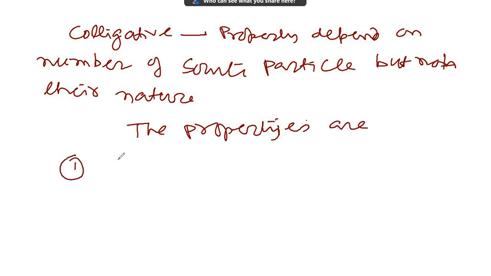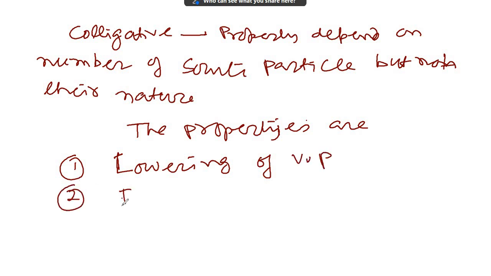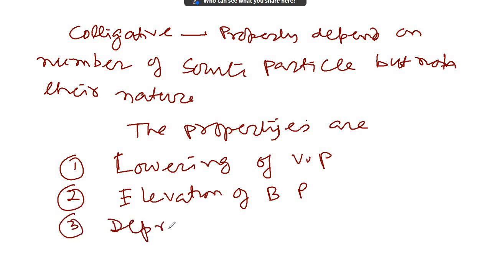Number 1, lowering of vapor pressure. VP means vapor pressure. Number 2, elevation of boiling point. Number 3, depression of freezing point. Number 4, osmotic pressure.